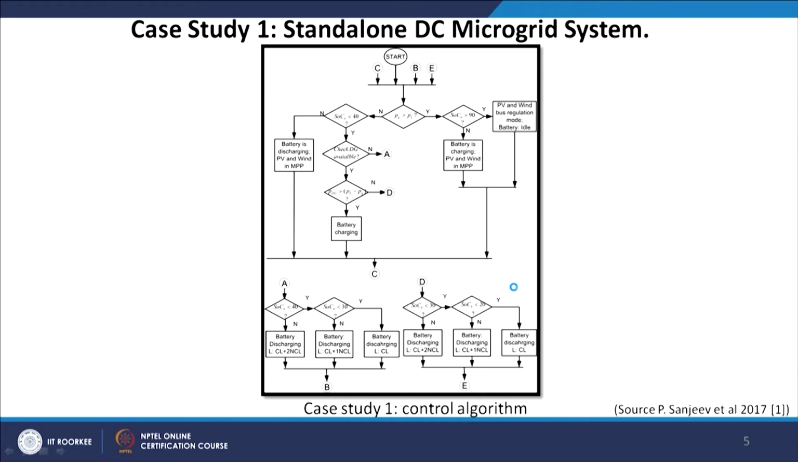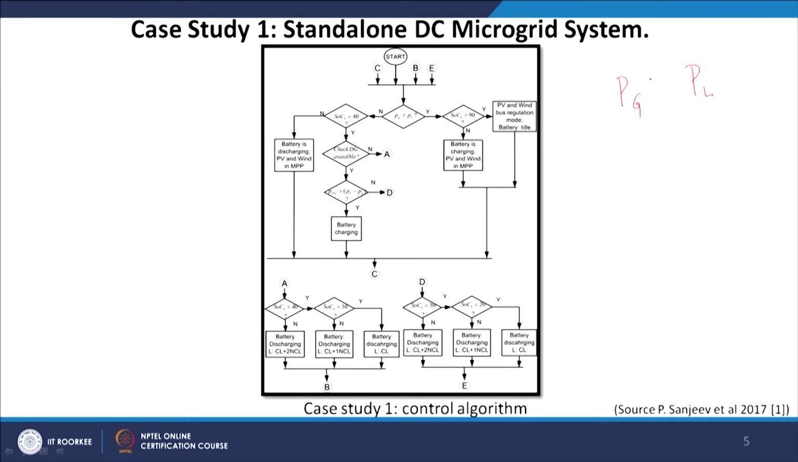Now, this is one of the control algorithms which has been developed for a DC microgrid system. Let us go carefully step by step. Let us say my load is PL and the generation is PG.